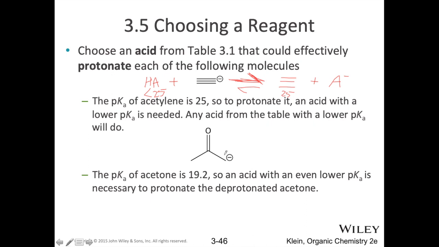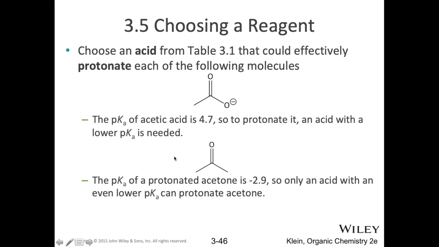In a similar vein, we want to pick acids that have lower pKa's than the protonated versions of the molecules that we're trying to protonate. So if we put a proton here with its negative charge, we would wind up with acetone, a type of ketone. Again, if you look it up in that table earlier, you would see that it has a pKa of about 19.2. So we just need an acid with a lower pKa than that. Again, this is a pretty good base, so it makes sense that you don't need a particularly strong acid to protonate it. Again, something like water would work here.